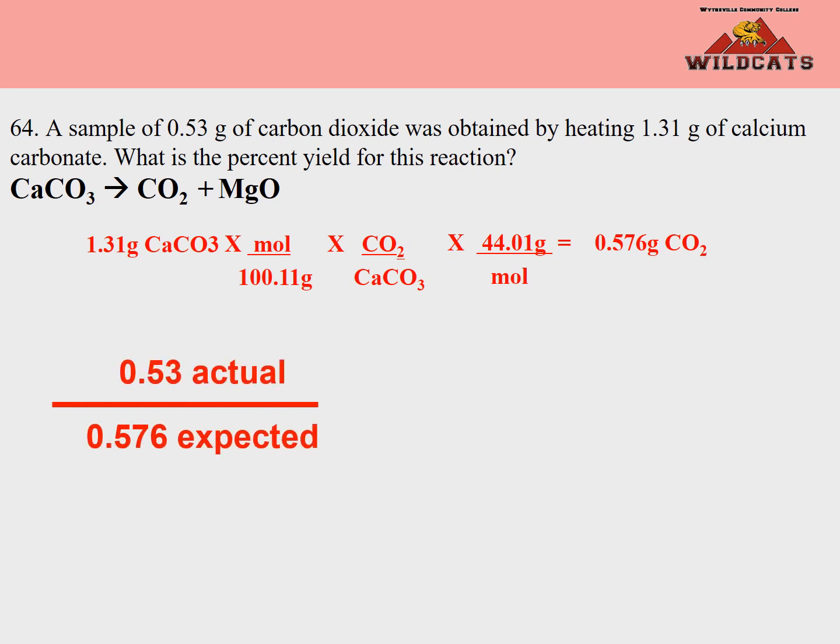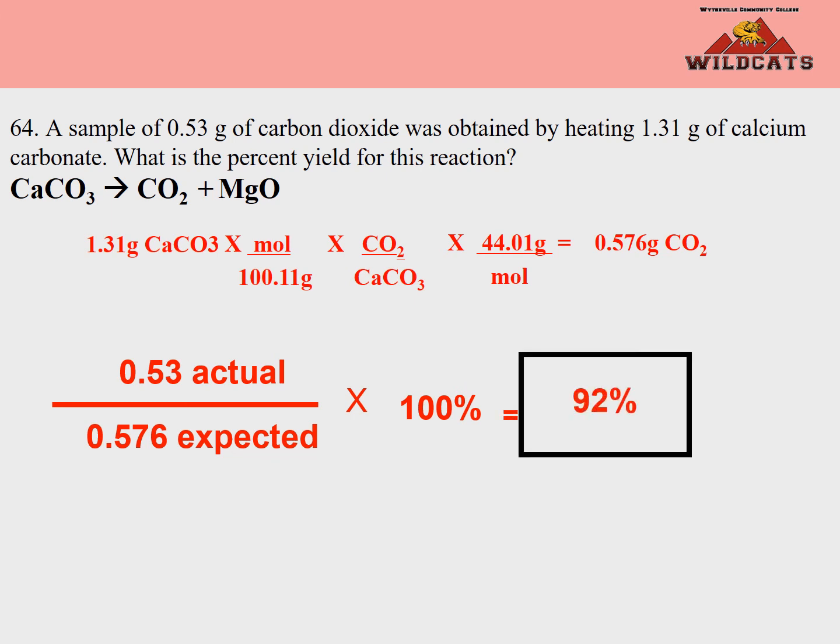Whoever did this reaction, we're expecting them to get 0.576. They actually got 0.53. Multiply times 100%. And we end up with about 92%, which is really a fantastic yield for most reactions. Anything over 90% is really considered pretty good. And again, we get 92%.